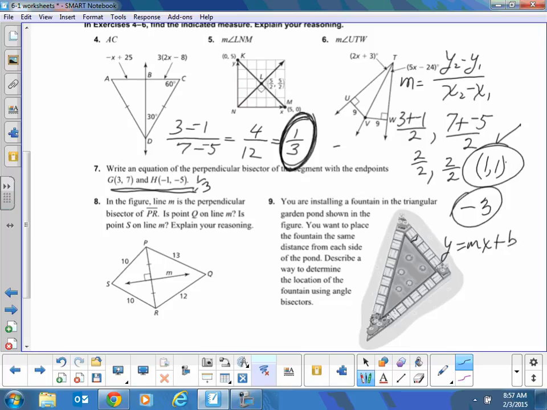Plug it in. 1 equals negative 3 times 1 plus b, so b equals 4. So y equals negative 3x plus 4.